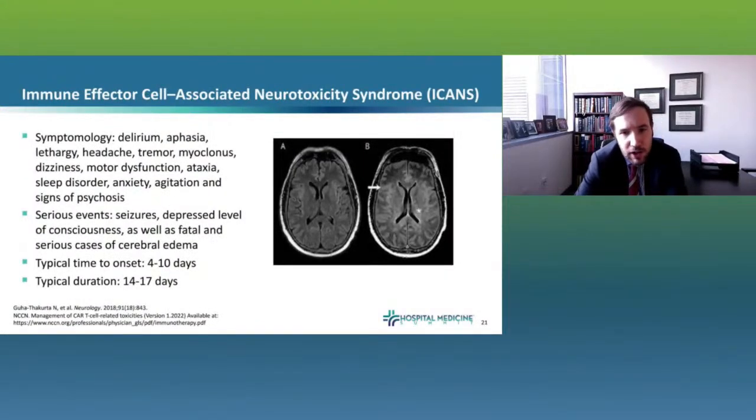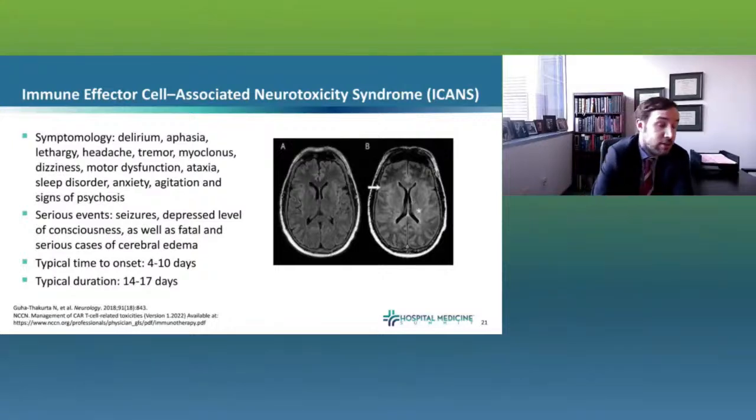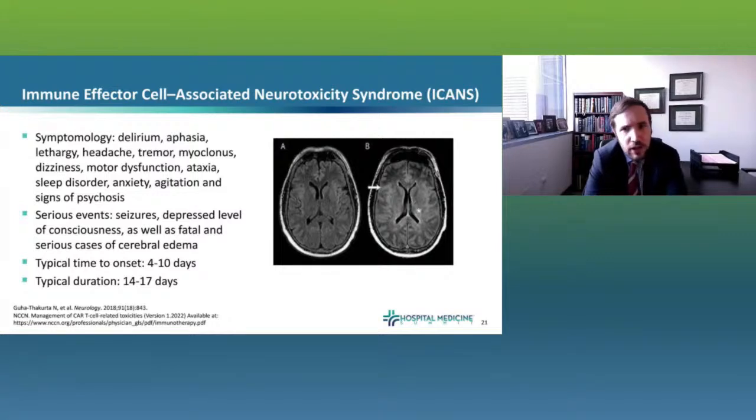So the other thing that we watch out for, other than CRS when it comes to these cellular CAR T therapies, is ICANS, immune effector cell-associated neurotoxicity syndrome. We'll just keep drilling this in. CRS and ICANS are the two big things we watch for.